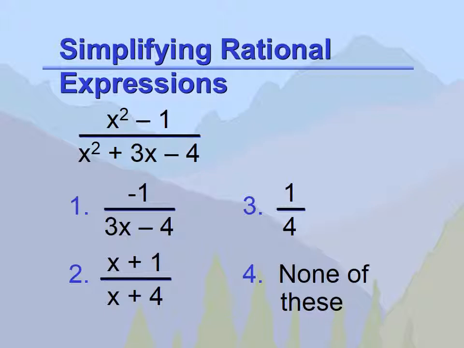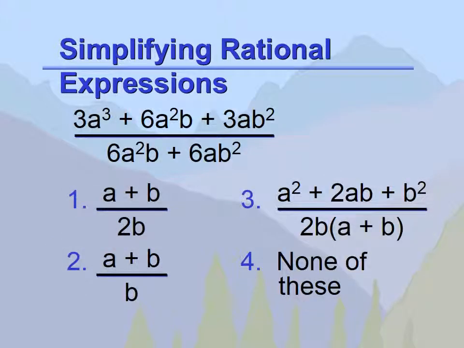Let's go ahead and try your skill and try to do this one on your own. I'm going to give you a hint. For the numerator, it is difference of squares. And then for the denominator, you're going to want to use your box method. So you're going to factor first and then cancel out any common factors. You should have gotten x plus 1 over x plus 4.